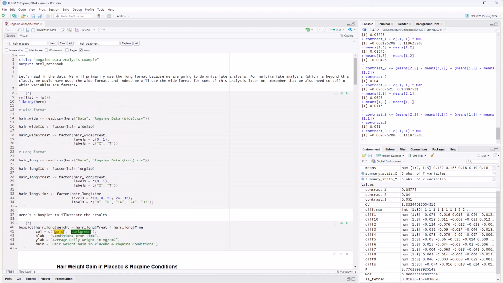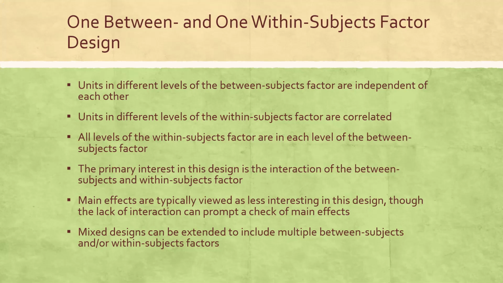Okay, so to review, the one between and one within subjects factor design. The units in the different levels of the between subjects factor are independent. Units in the different levels of within subject factors are correlated. All levels of the within subjects factor are in each level of the between subjects factor, and the primary interest is the interaction of the between subjects and within subjects factor. Main effects are typically viewed as less interesting in this design, though the lack of interaction could prompt a check of main effects, although I would say in the study we were just looking at, not really. It's not going to tell us anything.